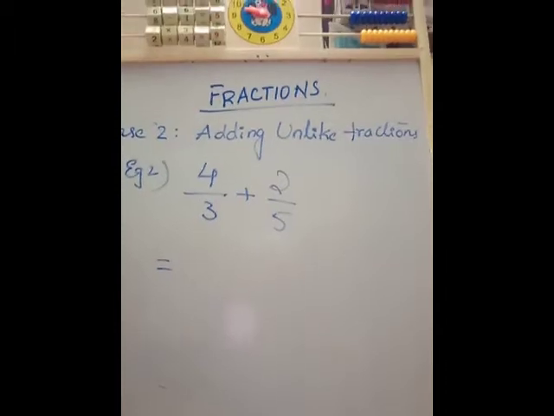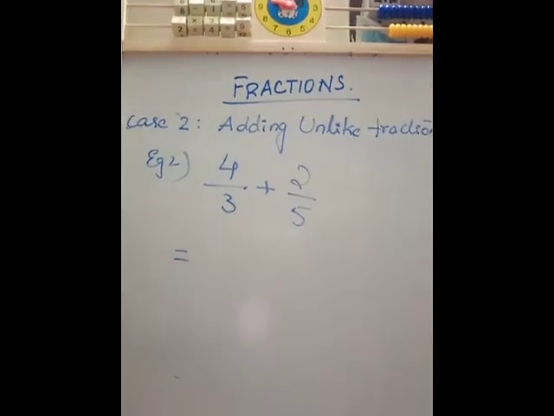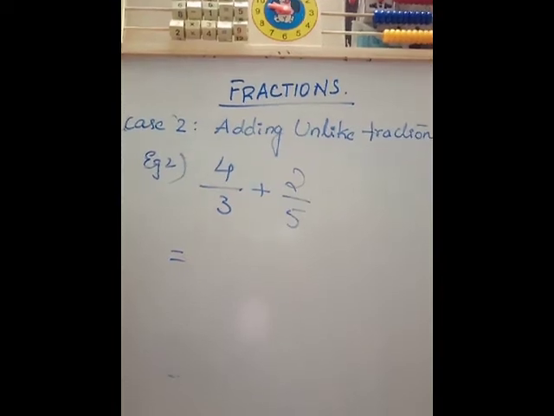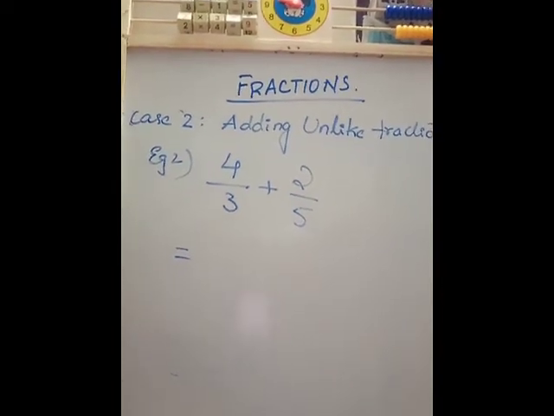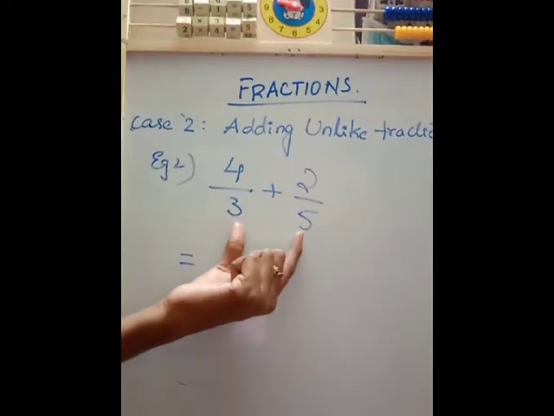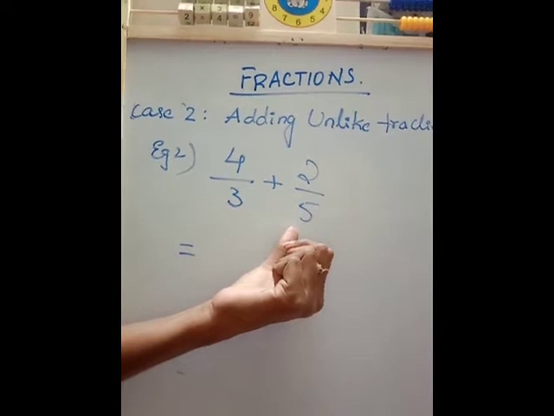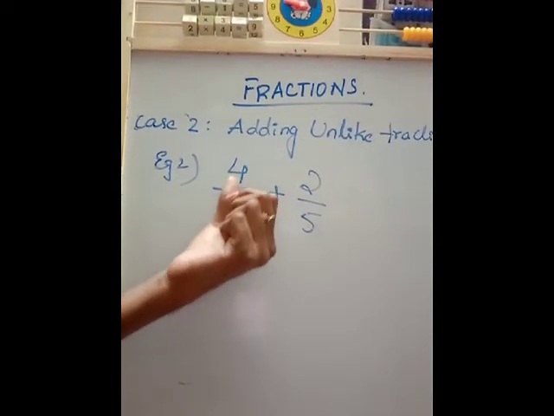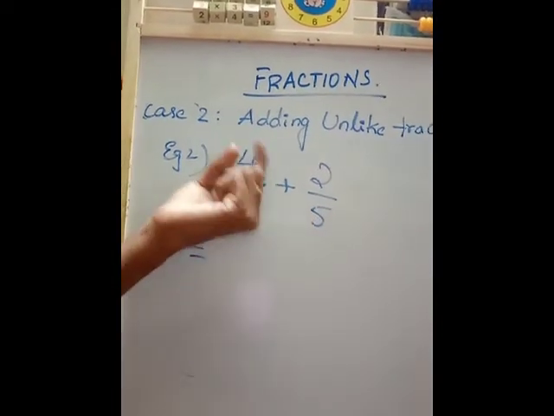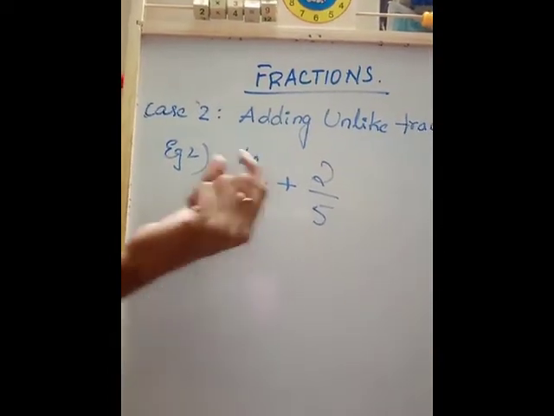This is the second example. 4 by 3 plus 2 by 5. Both are unlike fractions, 4 by 3 and 2 by 5. Now what do you have to do? You have to take the LCM of the denominators, that is 3 and 5. Then you have to make the denominators the same by multiplying with the LCM, and you have to add.